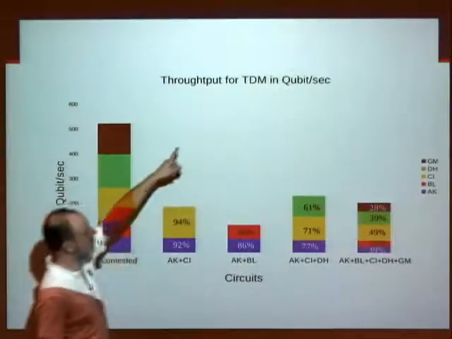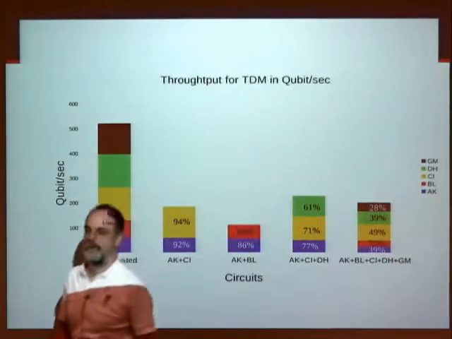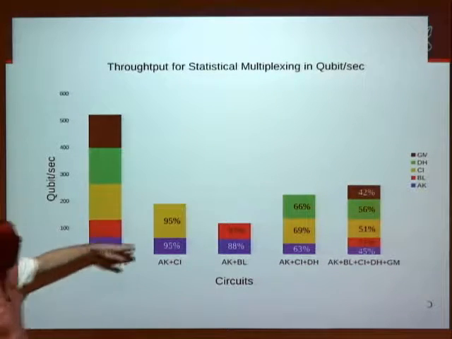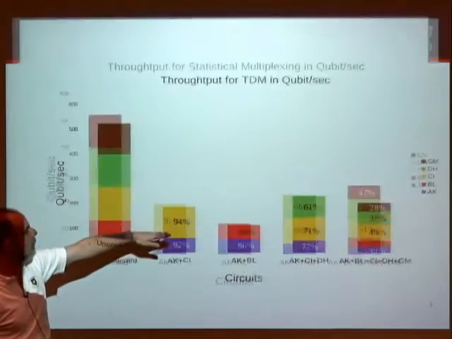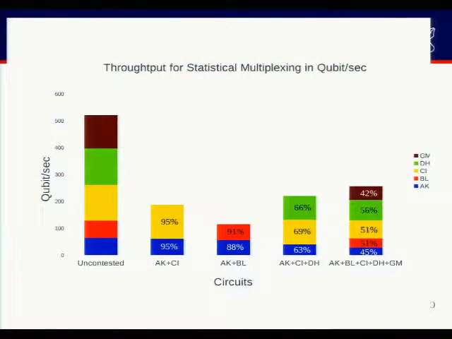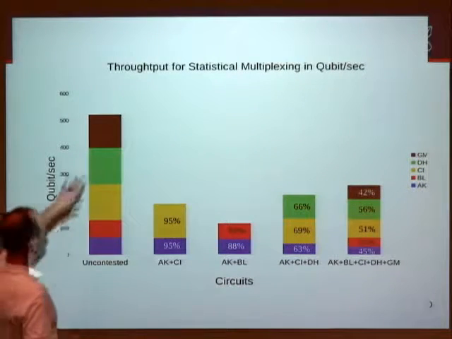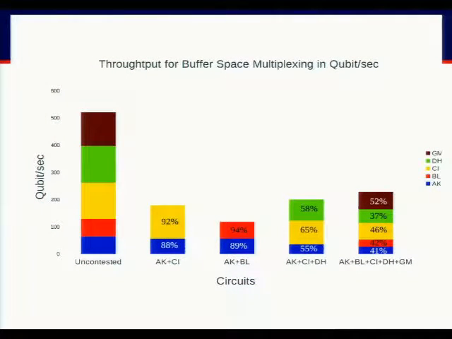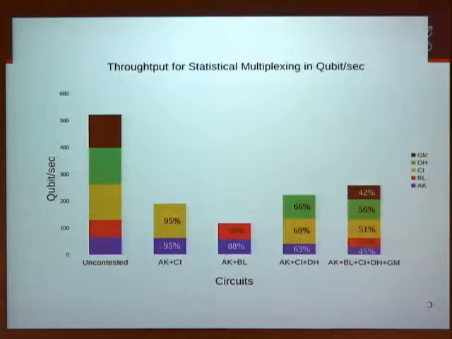So let's see. How can we evaluate this? This was for time division multiplexing here. Same sort of thing for statistical multiplexing. And in fact, in this case, we actually got better overall throughput in the statistical multiplexing case, which is essentially the behavior of the internet as opposed to a cell phone network. So statistical multiplexing in this case we think works better. And buffer space multiplexing, the case where the intermediate nodes split their memory out, turned out to not work quite as well.